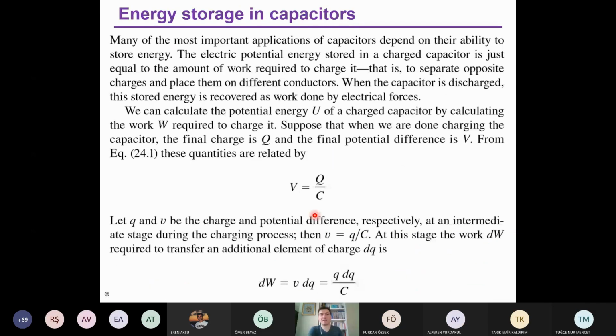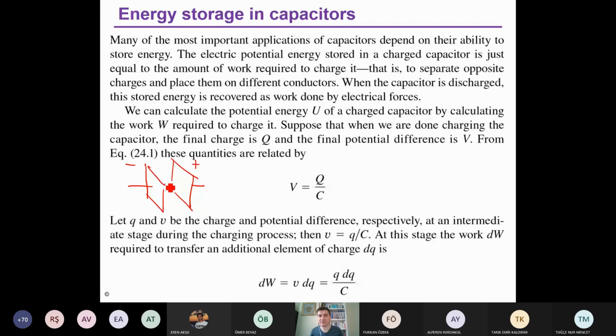Let me continue with the energy storage in capacitors. As we discussed at the beginning of this lecture, we can store energy in capacitors, and it has many applications in daily life and in industry. But how to store energy in capacitors? Just consider that we have a parallel plate capacitor. Let's say this side is negative and this side is positive. And how to store charges on this capacitor?